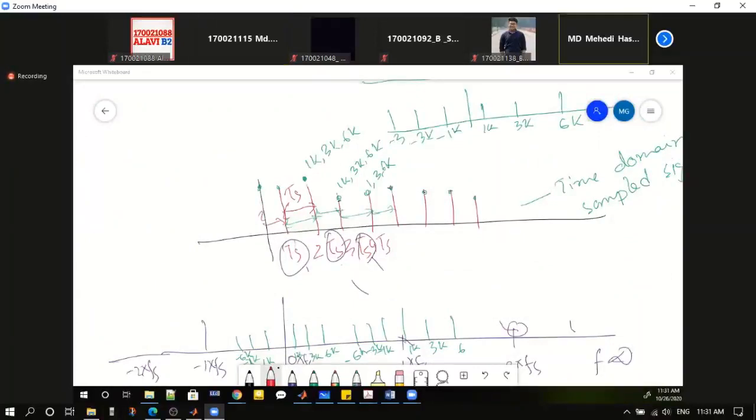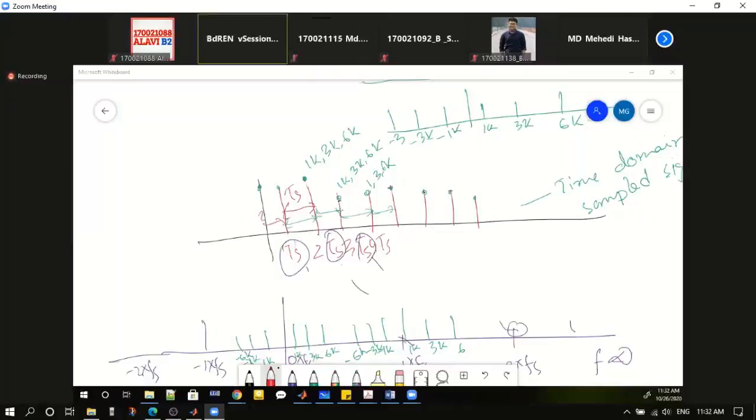Sir, why is it centering around the FS? FS, 2FS, 3FS. Because in the time domain you are sampled with the TS, and 1 by TS is your FS. Is it okay? Sir, I'm not clear about it.